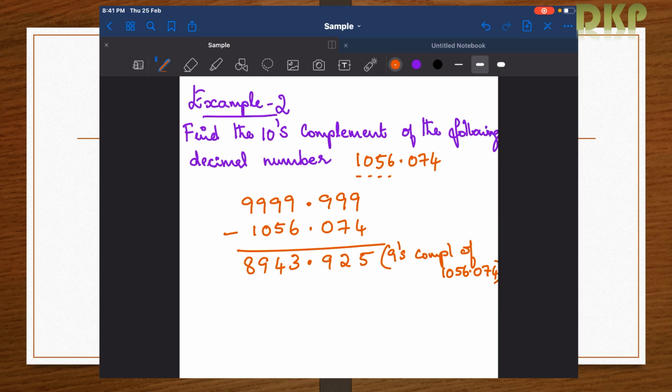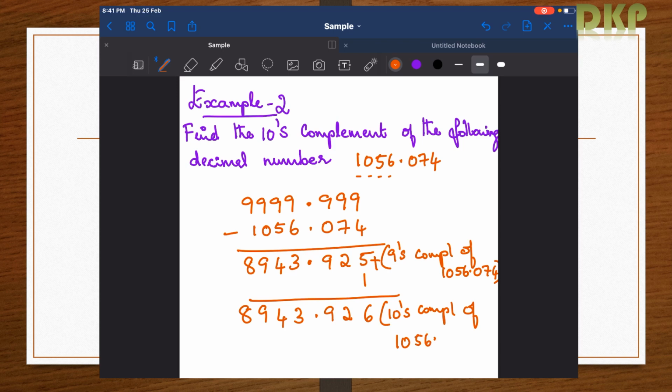Now what you have to do, you have to add 1 to this in order to get the tens complement. So when you add 1 to this nines complement, you will get 5 plus 1, 6, 2, 9.3498. So this is the tens complement of 1056.074.